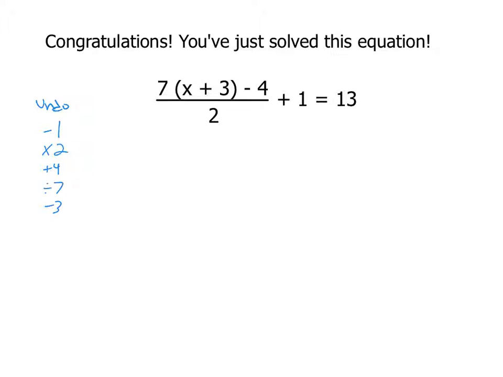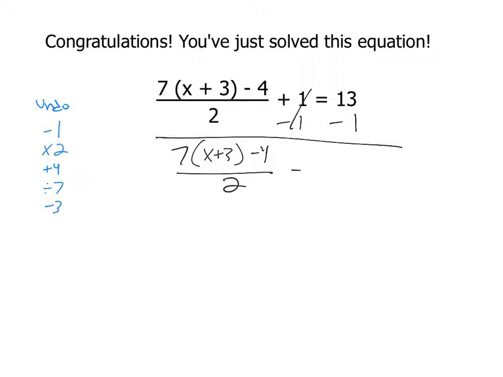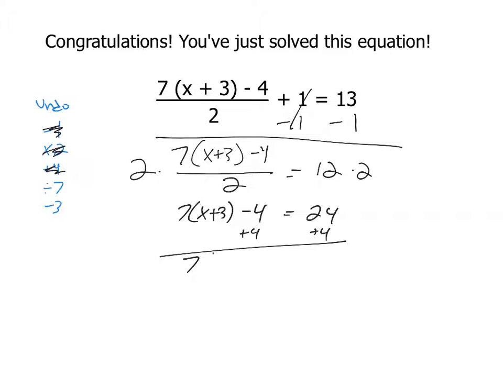Now let's show you how that works. Let's subtract 1 from both sides of the equation. We know that those cancel out, so I get this big fraction here, and all that equals 12. So that was done. Now let's get rid of this one. Multiply by 2. So 7 times x plus 3 subtract 4 is equal to 24. Now I'm going to add my 4. Let's keep going with the undo. Adding 4. 7 times the quantity x plus 3 is equal to 28.